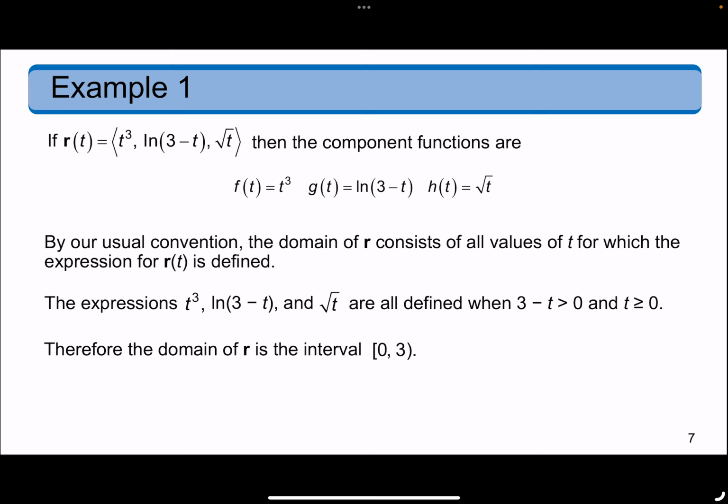So they are all defined when 3 minus t is greater than 0 and t is greater than or equal to 0. Checking for the intersection of all real numbers, 3 minus t greater than 0, and t greater than or equal to 0, we're going to have the domain of R to be the set of points in the interval from 0 inclusive up to 3.